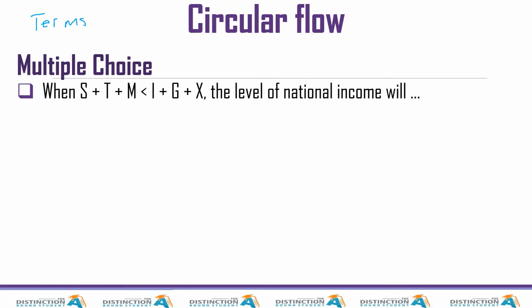All right, so when S plus T plus M is less than I plus G plus X. First and foremost, what is S, T, and M? These are leakages. And what is this? These are injections. So in other words, let me simplify this. You won't get this one wrong. When the water going into the drum is more than the water leaking out of the drum, the drum is leaking, but drop by drop, and water is coming in very fast.